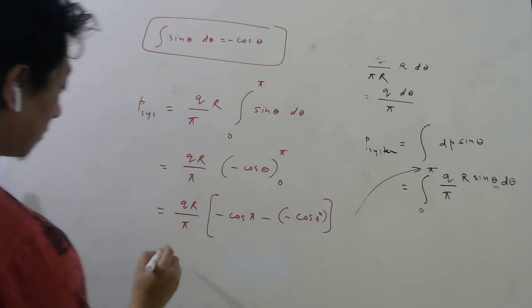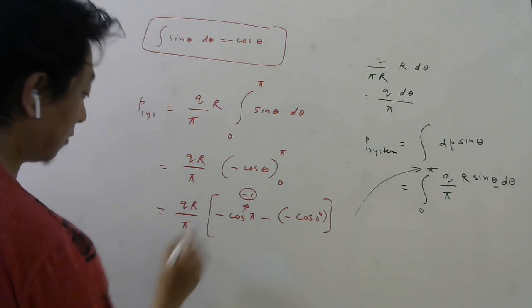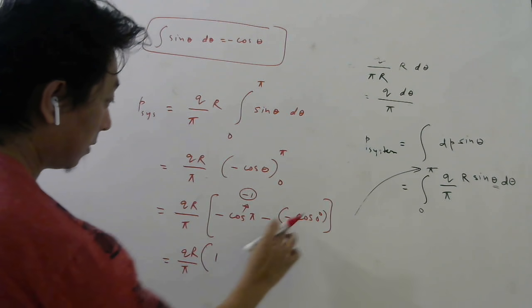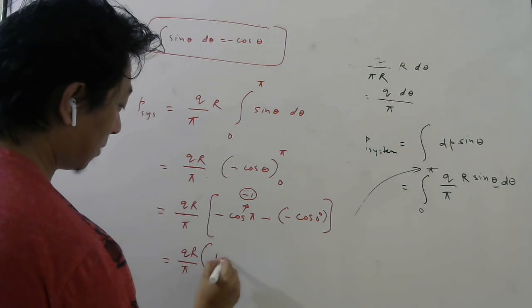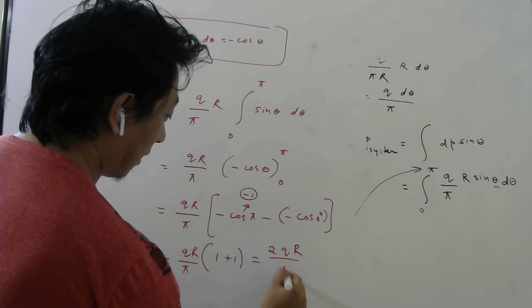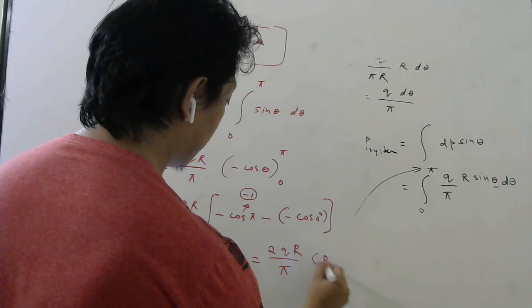Now cos pi, cos 180 degrees, is minus 1. So minus minus will be plus 1. So qr by pi, this will be 1. Cos 0 is 1, minus minus is plus, so plus 1. So the answer is 2qr by pi. So the answer is 2qr by pi, option B.